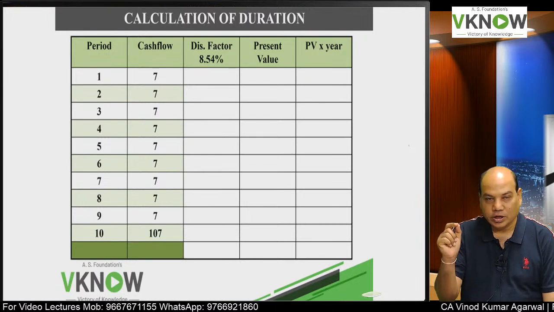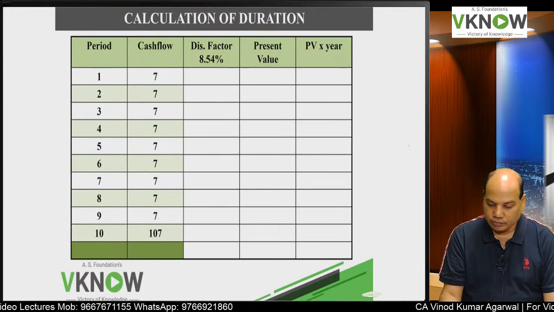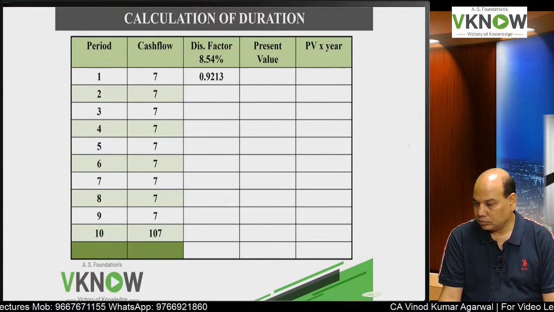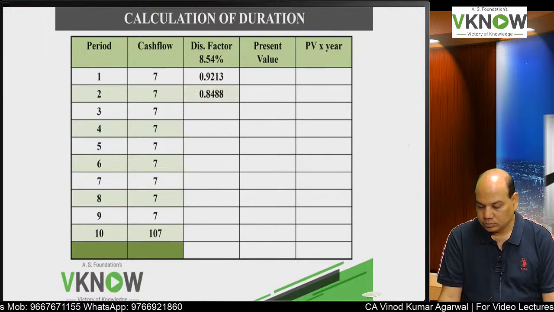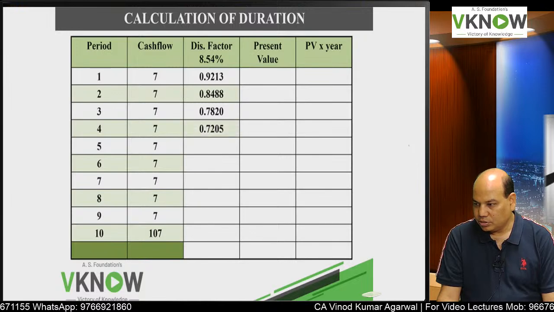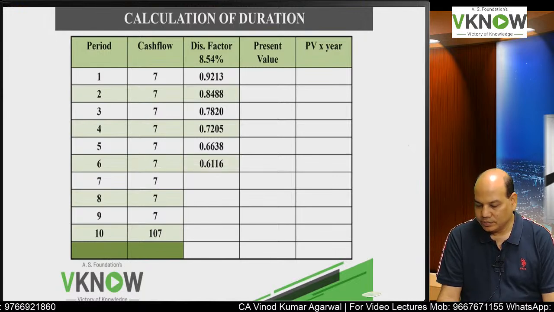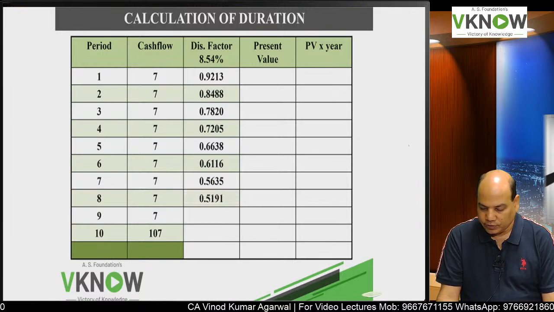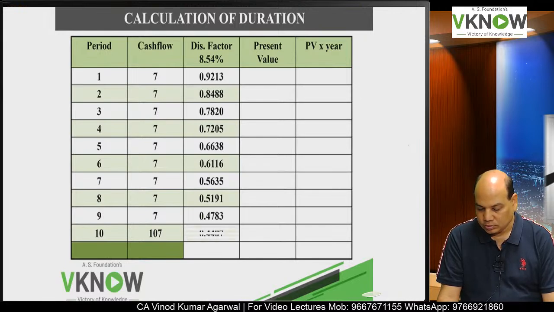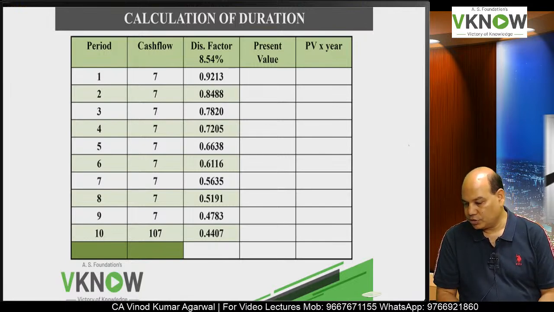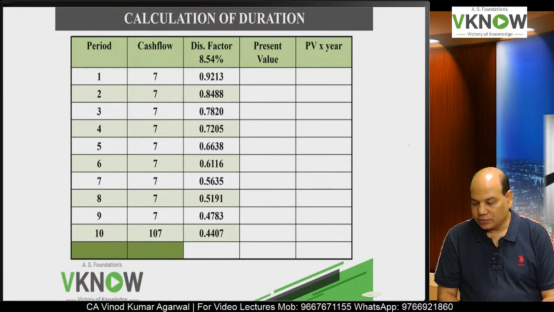Type on your calculator 1 divided by 1.0854. Press equal to. 0.9213, 0.8488, 0.7820, 0.7205, 0.6638, 0.6116, 0.5635, 0.5191, 0.4783, 0.4407. Now my task is over.